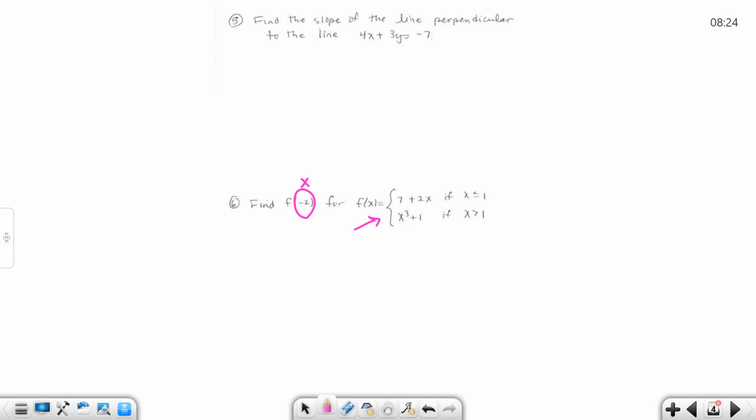Is negative 2 less than or equal to 1? Or is negative 2 greater than 1? Well, you know your number line. You know that negative 2 is less than or equal to 1. So that tells us to use the first part of our function.